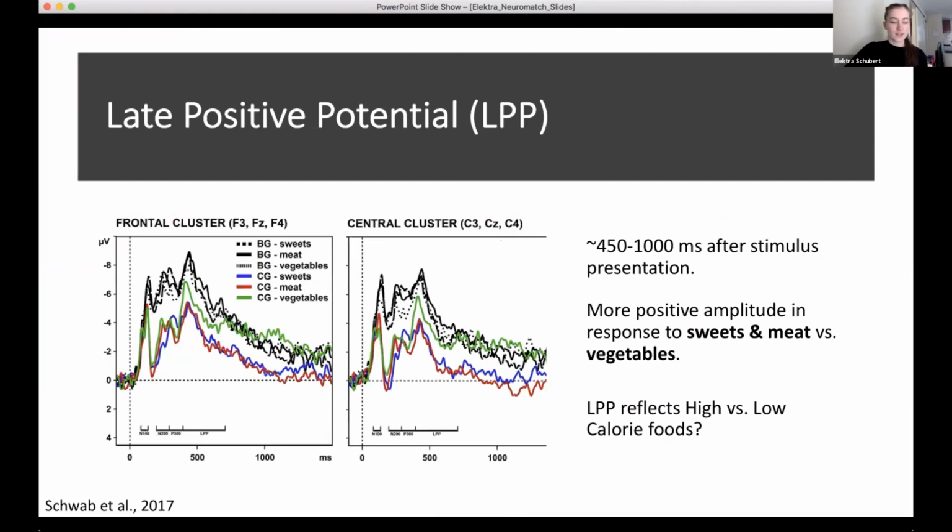A couple of studies have done this, including this one by Schwab et al. They looked at an ERP component called the late positive potential, which occurs around 450 to 1000 milliseconds after a stimulus or a food image occurs. They found that it was more positive in amplitude when people viewed images of sweets and meat compared to when they viewed vegetables. On the graph here, if we compare the red and blue lines, which were the sweets and meat, to the green lines, we can see that the more high calorie foods had a higher LPP amplitude associated with them. So they suggested that the LPP might reflect the processing of high versus low calorie foods.